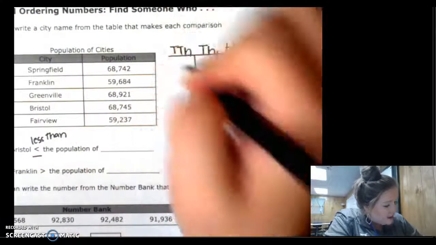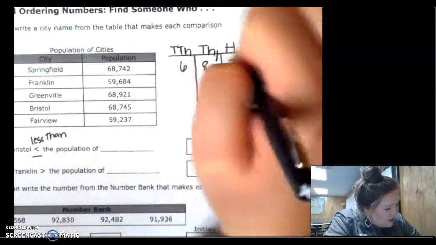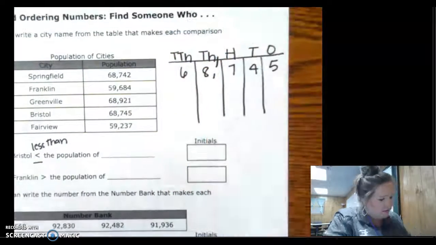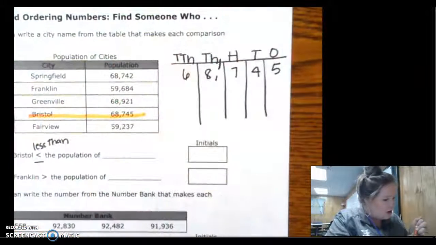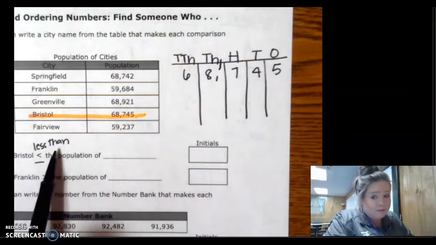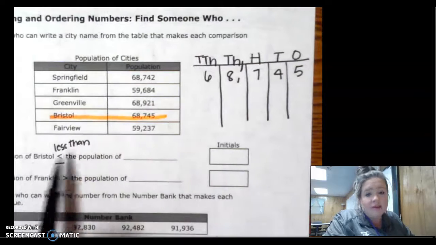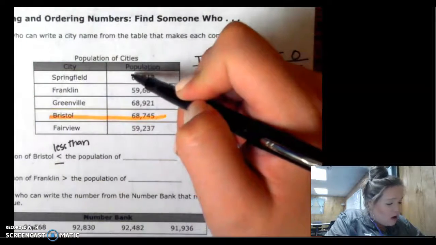Bristol has a population of 68,745. All right. I want the population to be less than. I want Bristol's population to be less than the other number. Well, when we start comparing, we can look at our place value.